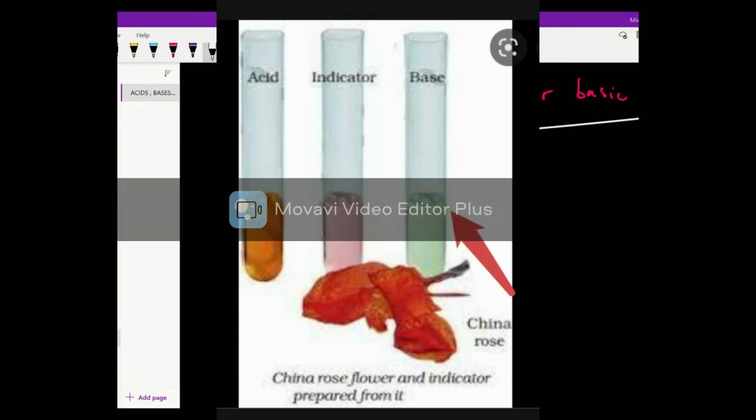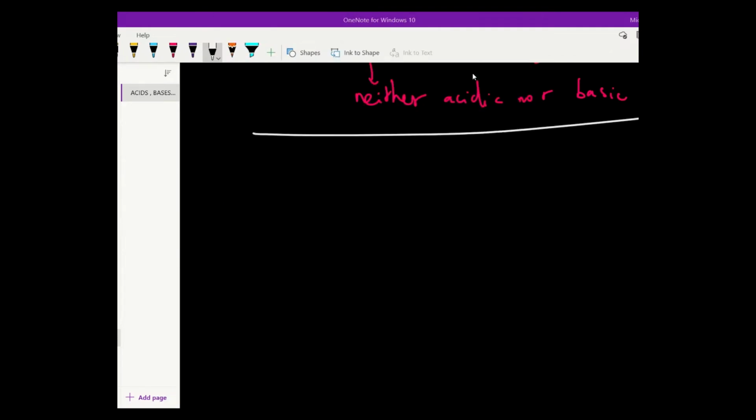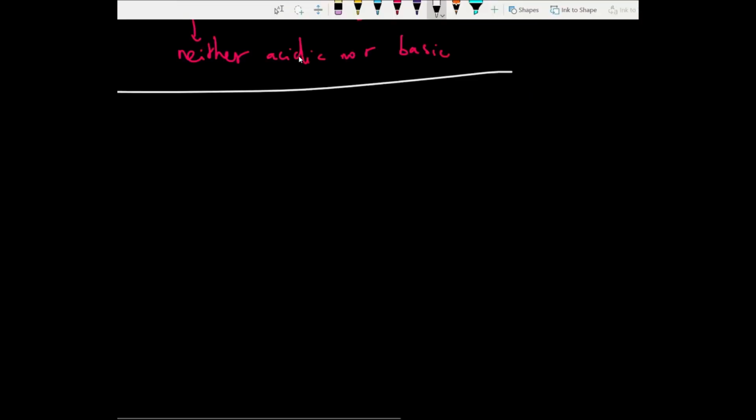So you just need to remember these color changes. Later I'll give you a table of all the indicators and the color changes, you just need to remember. So that's about China rose being an indicator, right? So we studied how turmeric acts as an indicator, how China rose acts as an indicator, right?